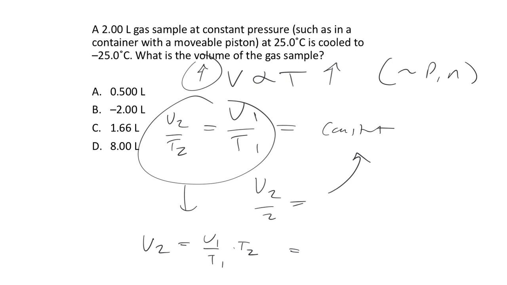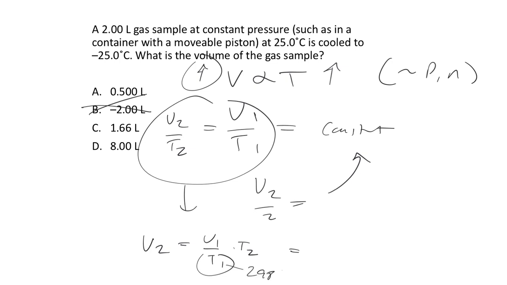We can't plug in the negative temperature, of course. So if we're thinking V1 over T1 times T2 and just did V1 over 25 times negative 25, this, of course, is not going to be negative 2 liters. And I don't think anybody would think that it's negative 2 liters. But if you don't convert to Kelvin, you may think the answer was negative 2 liters. Of course, you can't flip to negative volume. Because of that, that's why we have to use temperatures in Kelvin.